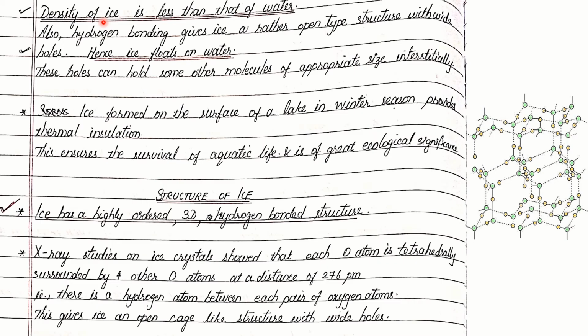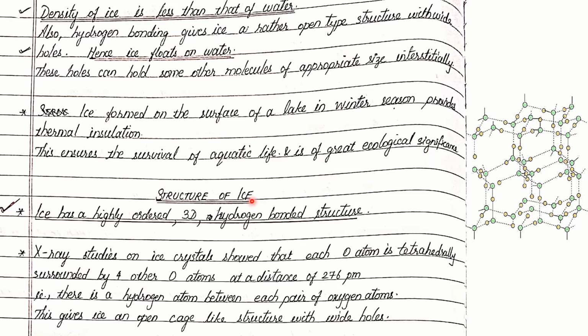Ice floats on water because density of ice is less than that of water. Due to extensive intermolecular hydrogen bonding between water molecules, ice gets an open type structure like this with wide holes. Clear? And this is why ice floats on water. These holes can hold some other molecules of appropriate size interstitially. And do you know that ice formed on the surface of a lake in winter season provides thermal insulation? This ensures the survival of aquatic life and is of great ecological significance.